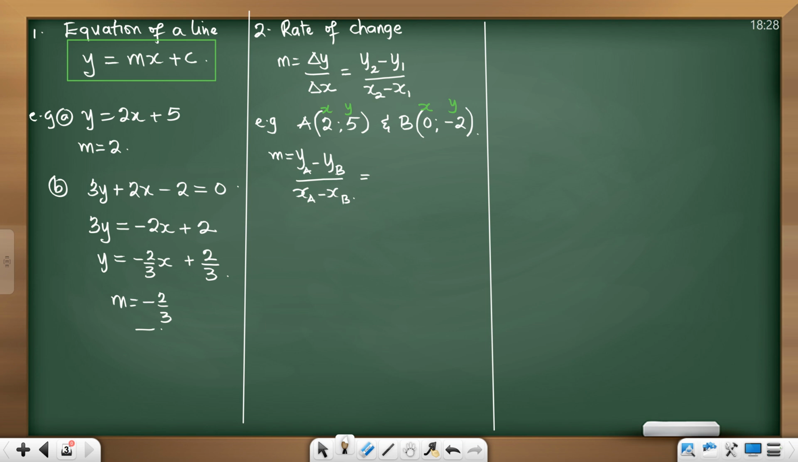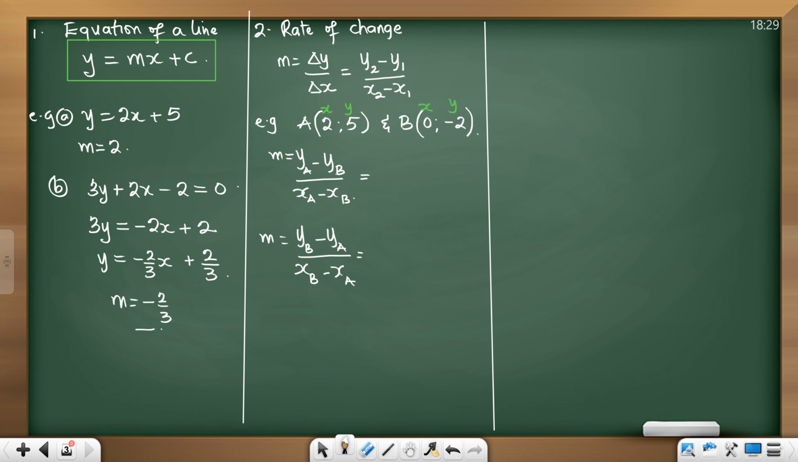So if I write it, please take note. Don't write ya minus yb, and then when you get to the bottom, change it and say xb minus xa. You'll get a wrong answer. If it is a first on top, it must be a first at the bottom. Or if I'm writing b first on top, b minus a, when I come to the bottom, I must also have b minus a. That is very, very important.